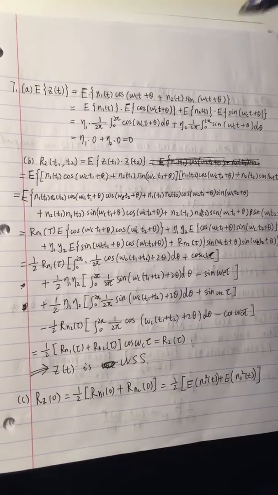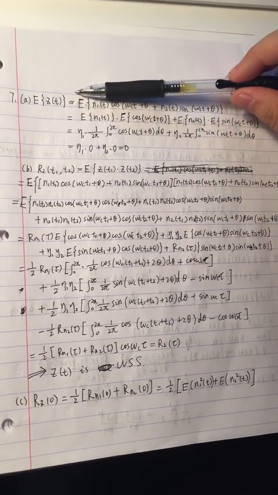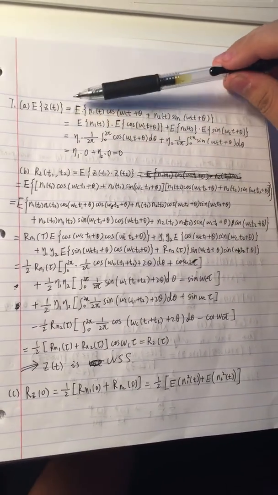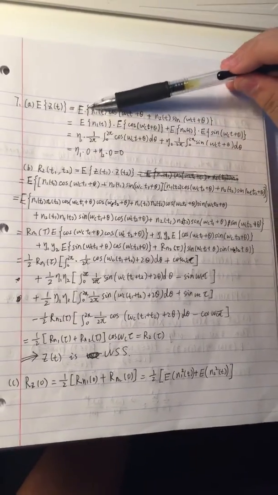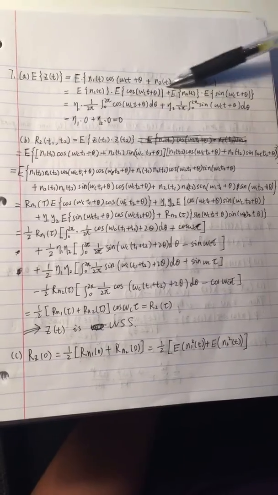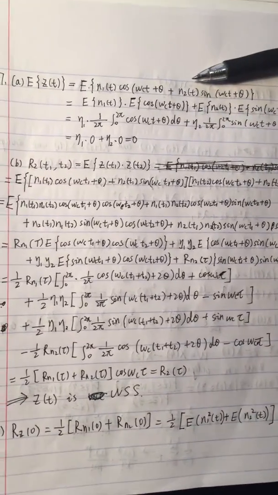So let's see the first question. The first question is number 7. So we can easily find that, first we need to find the E of z of t. So we can define that this is E, like this, n1 of t times cosine. That is the original expression.